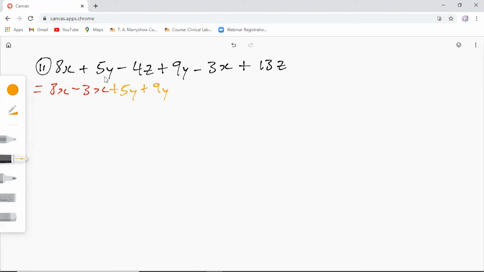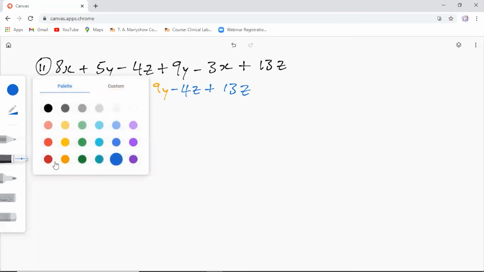Okay, and then there is no other y. So we move to the z. We have minus 4z plus 13z. So let's count our terms. We have 1, 2, 3, 4, 5, 6. So all our terms are accounted for.